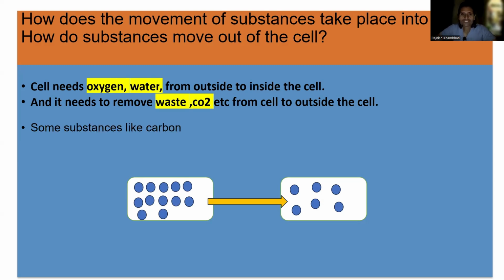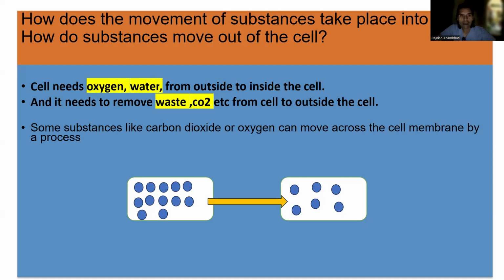Now, some substances like carbon dioxide or oxygen can move across the cell membrane by a process called diffusion. Okay, so how these things will move across the membrane, that is called diffusion. The process is called diffusion. So these molecules will move through the process called diffusion. Now let's define diffusion.